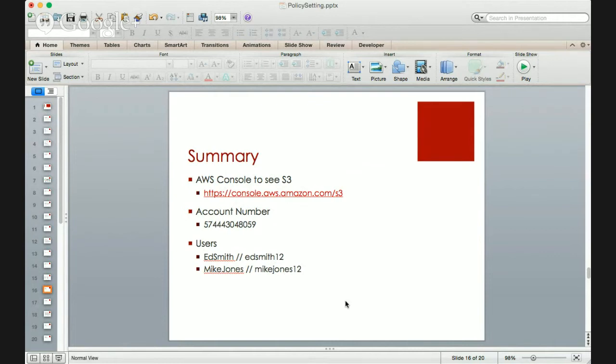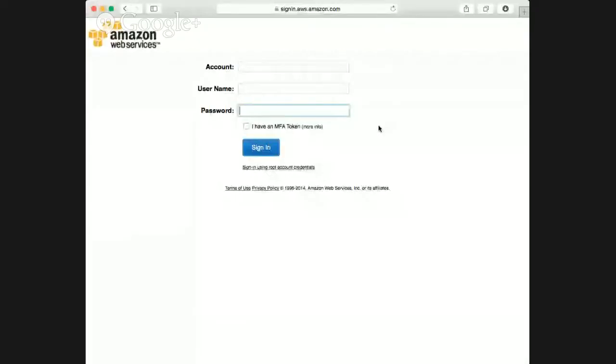What it's going to look like is a box at the top that asks for an account number, and then your user and your user password. So Ed Smith 12, Mike Jones 12. Just pick one of the users. So if I was to log in, I'm going to screen share my Safari. Okay, so I'm screen sharing my Safari.